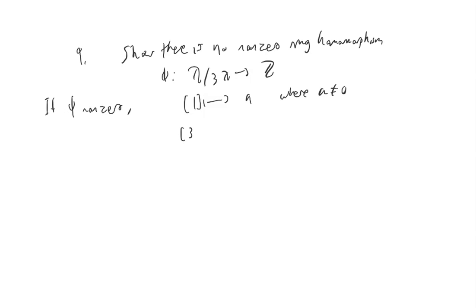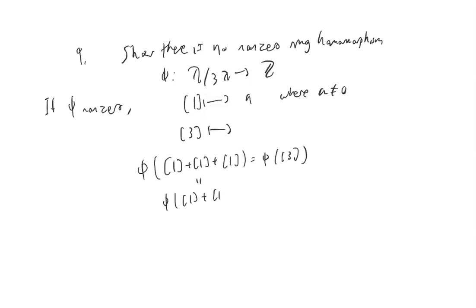Okay, but then where does 3 go? By the ring homomorphism property, phi of the class of 1 plus 1 plus 1, which is phi of the class of 3, is A plus A plus A. I hate writing the brackets, it makes everything look very ugly. So phi of 3 goes to 3A, right?